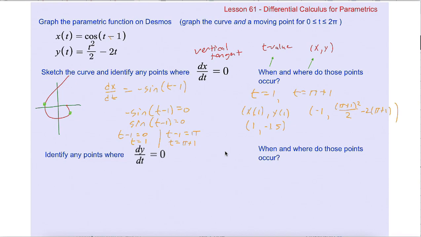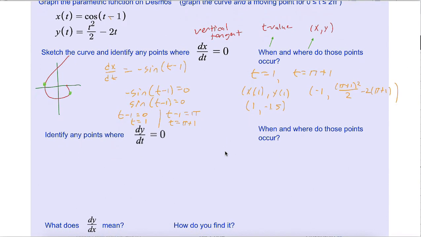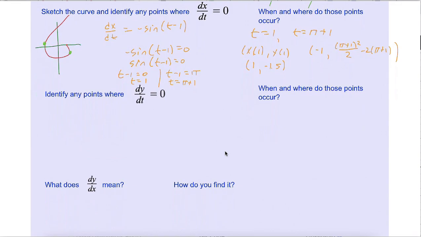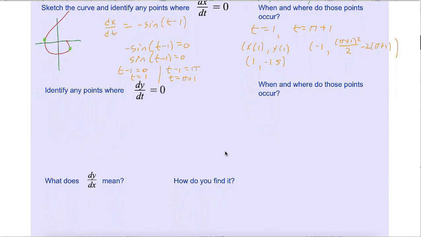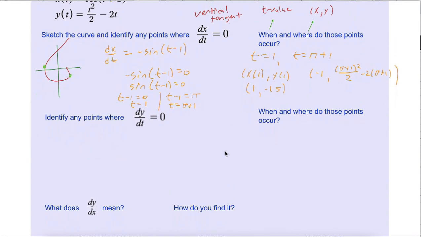Okay. Moving along, we'll also find points where dy/dt equals 0. Well, we can start by finding out what dy/dt is. dy/dt is the derivative of y of t with respect to t, which is, bring down the 2, so that's 2t over 2 minus 2. And so, of course, that would equal 0 when t equals 2.